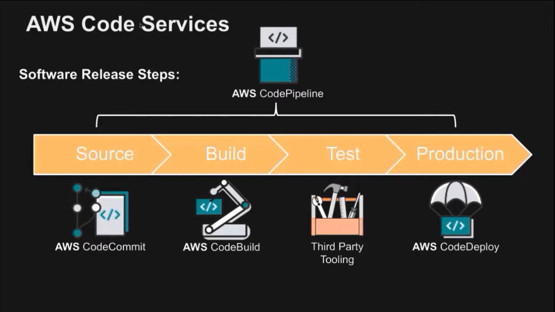And then for the production phase, there's CodeDeploy. CodeDeploy is a service that can be used to deploy new code on the production phase to EC2, but it can also deploy to on-premises servers. AWS also supports custom deployment for customers who want to build and manage their own deployment mechanisms.